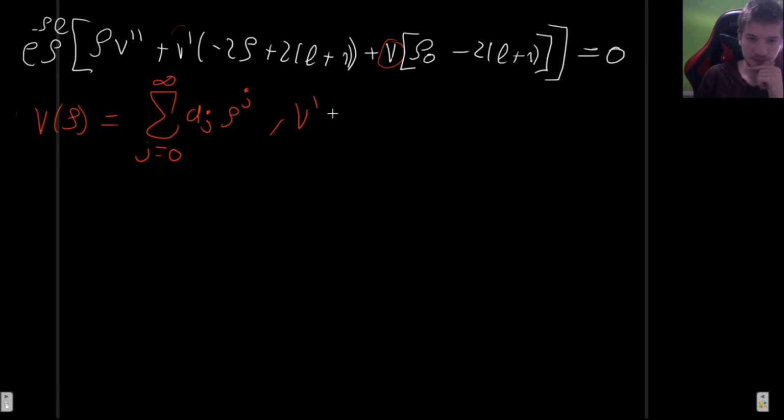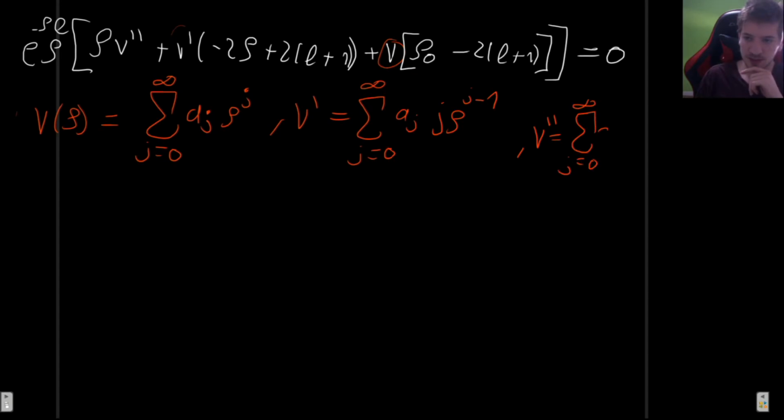So v prime is just going to be the derivative of this. This is just a sum, right? This is just sums of polynomials. So the derivative is just going to be the derivative of each one of these terms. So it's just going to be the sum from j equals 0 to infinity of a j times j rho to the j minus 1. And the second derivative, very similarly, will be just the derivative of this, which will be the sum from j equals 0 to infinity of a j times j times j minus 1 times rho to the j minus 2 power.